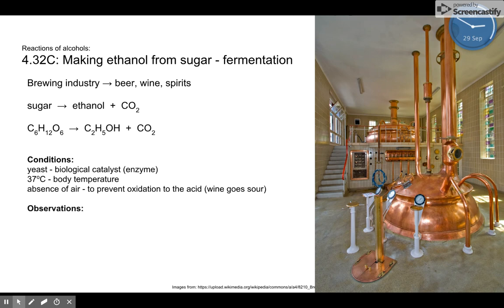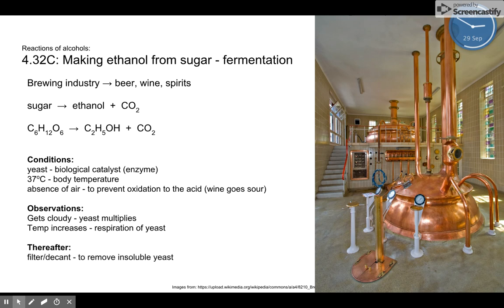When you do that reaction, the observations are that the yeast multiplies. And because yeast is insoluble, it gets cloudy. The temperature increases because the yeast is respiring, it's giving off energy. And thereafter, you've made your alcohol. And so what you want to do is to get hold of just your alcohol, but you need to remove it from everything else. So you'd filter or decant. Decant means pouring it to leave any solid behind, to remove the insoluble yeast. And then you would distill to purify the alcohol.